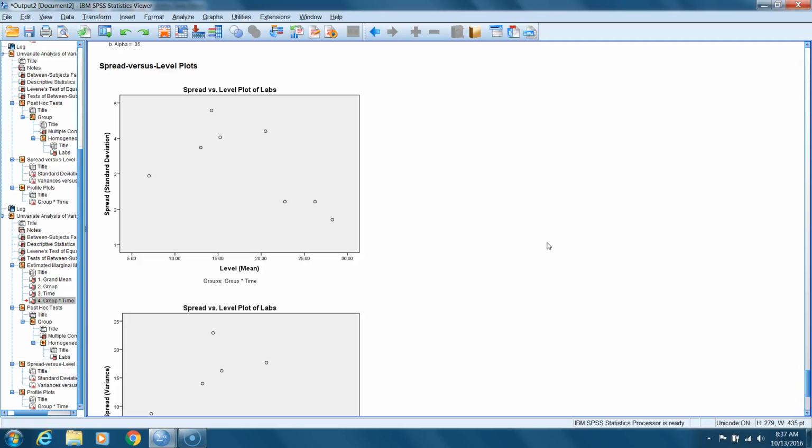Next, we come down to the spread versus level plots. We have our spread, our standard deviation, and our mean here. We can see that for the dependent variable, these standard deviations against these means, we have our cell means going on here. We have group by time.